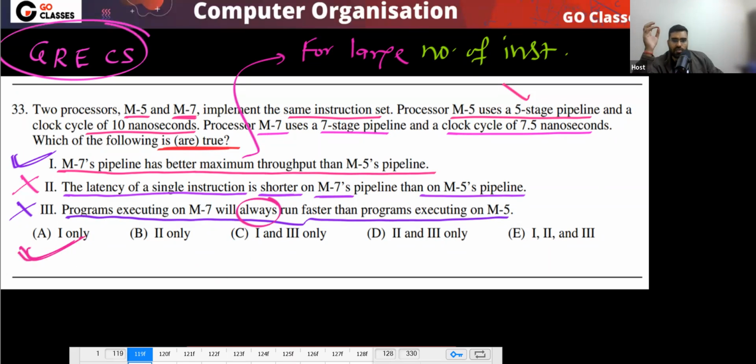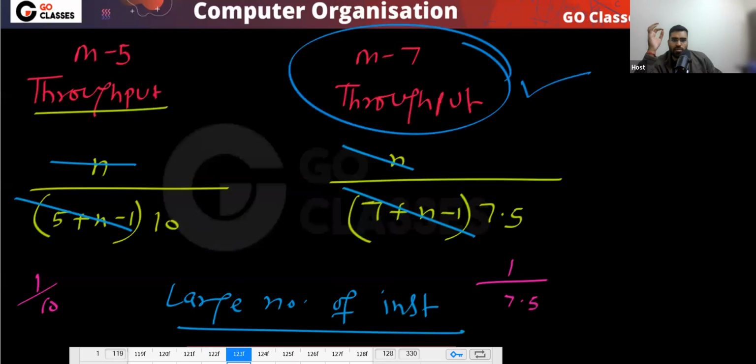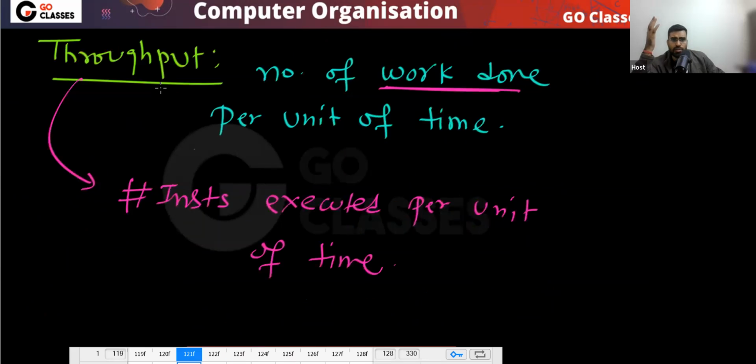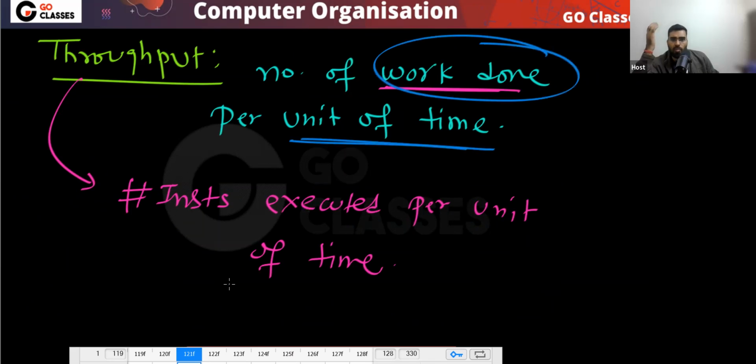So in this question we have covered what throughput is. We have seen the latency of one instruction: for one instruction, how much time you are taking. We have seen the concept of throughput and how to calculate it. The throughput concept is very simple. It is basically the amount of work done per unit of time. For example, how many instructions you have executed per unit of time.